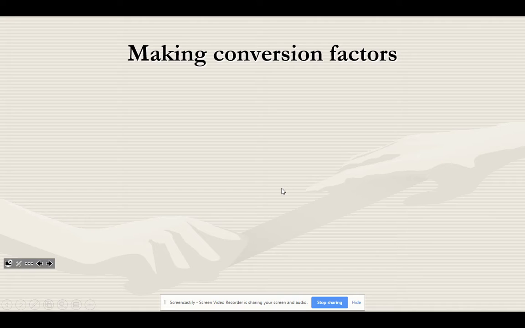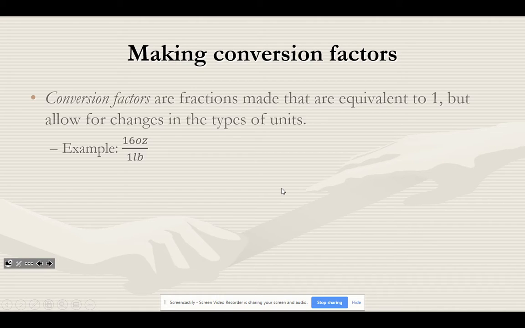When you're converting units, you have to make what's called conversion factors. Conversion factors are any fractions that are made that are equivalent to 1, but allow for us to have changes in the type of units that we're working with. For example, we know that 16 ounces is equal to 1 pound. So if we wanted to convert a measurement of weight, we may have to use the conversion factor 16 ounces over 1 pound. That's an acceptable conversion factor to use because 16 ounces is equal to 1 pound, making that fraction equal to 1.